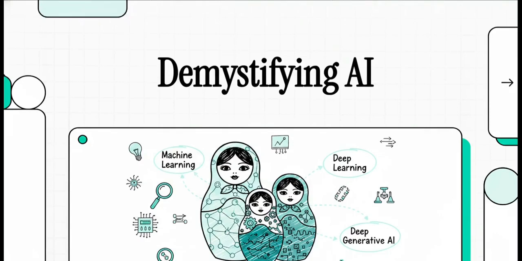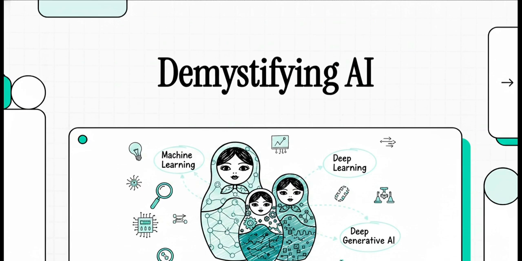Welcome to today's explainer. So, artificial intelligence is literally everywhere right now, but honestly, it's so easy to get totally lost in all the buzzwords. To make sense of it all, it really helps to picture a Matryoshka doll. You know, those wooden Russian nesting dolls? You open the biggest one, and there's a smaller one inside, and an even smaller one inside that.